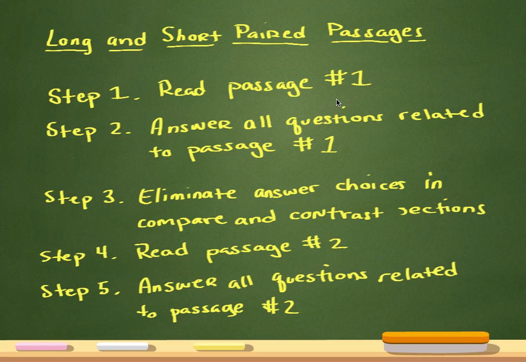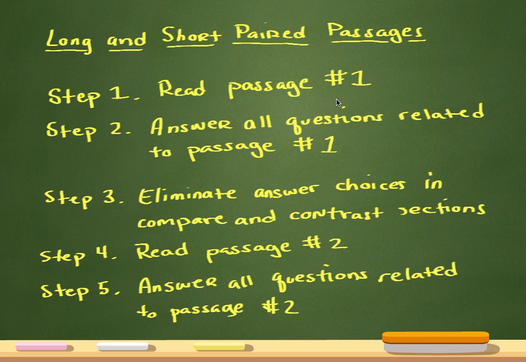Step 3, eliminate answer choices in compare and contrast sections. Okay, so for example, maybe one of the compare and contrast questions says, both authors believe that, right? And then they give you a bunch of answer choices. Well, after you've read passage 1, you can basically eliminate answer choices there that don't agree with passage 1, right? You're not going to find the final answer, not necessarily, right? But you might be able to get rid of some, right?